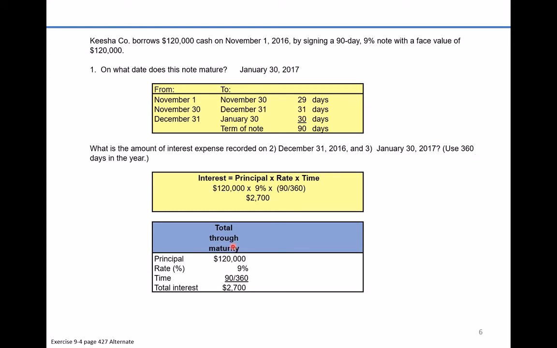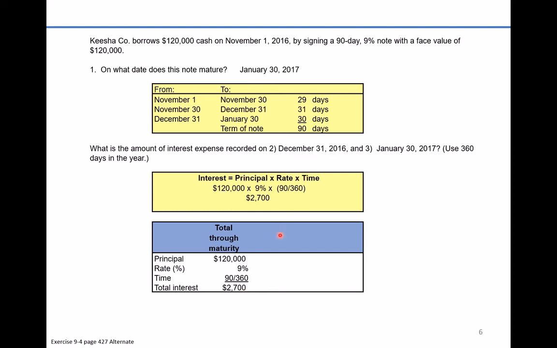And this is the chart like what we put together back in chapter 7, so hopefully this looks familiar to you. The total interest due through maturity, principal times rate times the time period of 90 days divided by 360 days. So take that amount, and it comes also up to the $2,700. But the problem asks us what? It says, what is the interest that they should record through December?